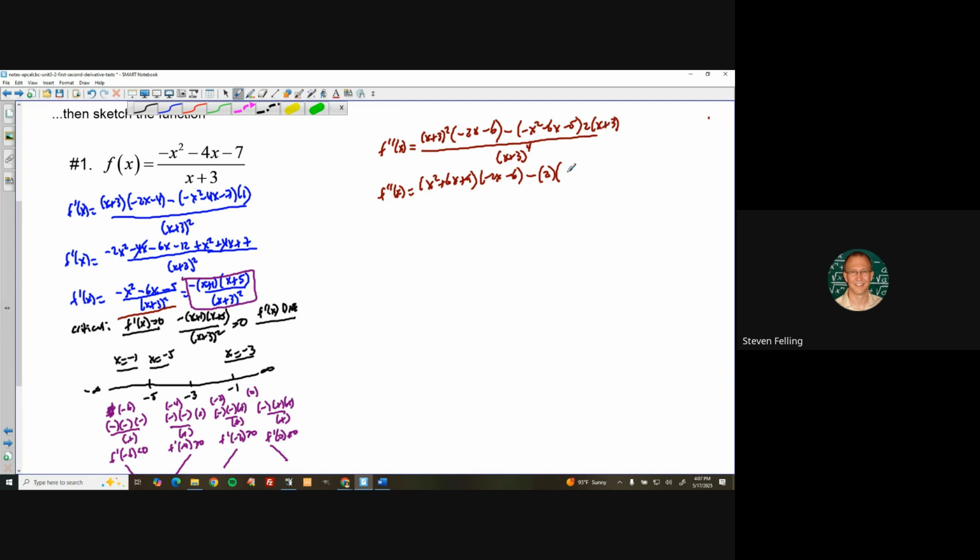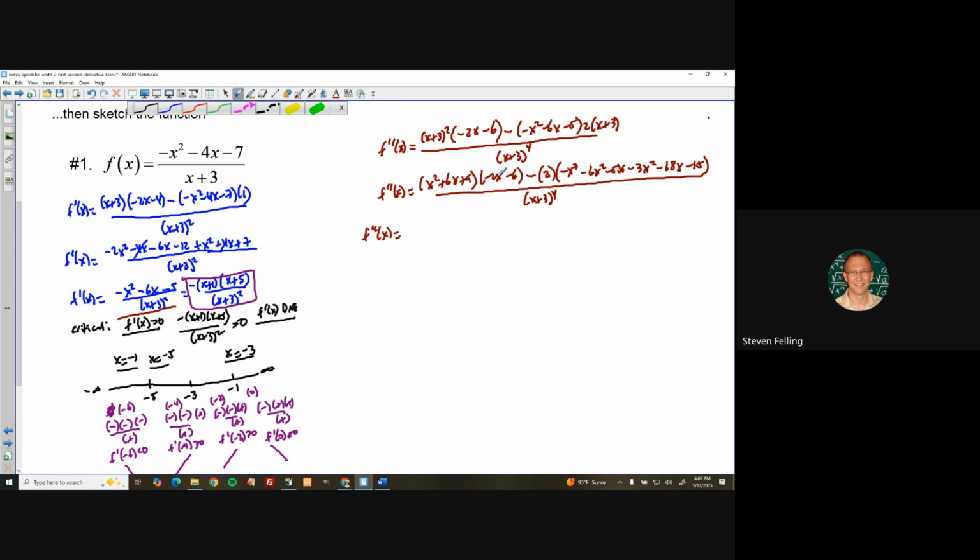So x times this is going to be negative x cubed minus 6x squared minus 5x, and then everything times this plus 3. And it's going to be minus 3x squared minus 18x minus 15. And then that's all over x plus 3 to the fourth power. Okay, second derivative. Now I need to multiply all of this by that.